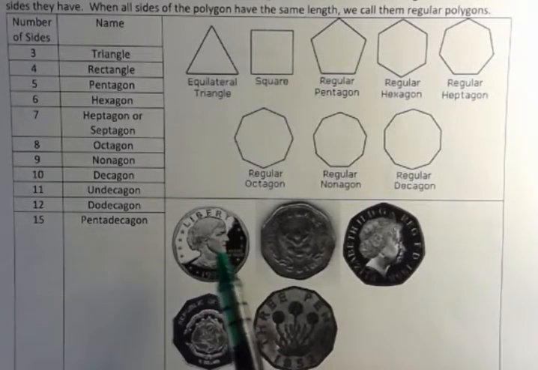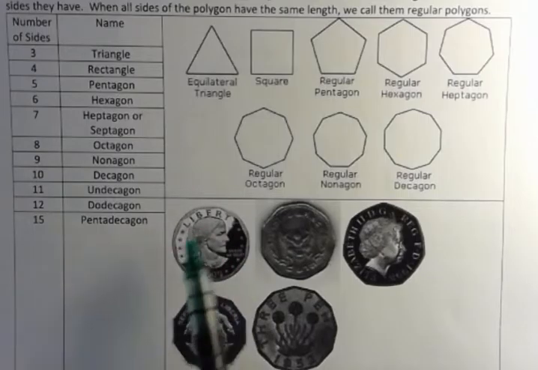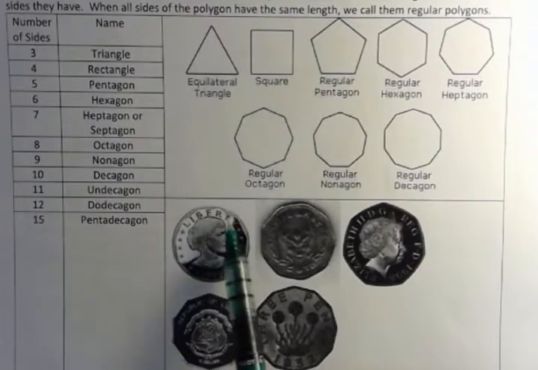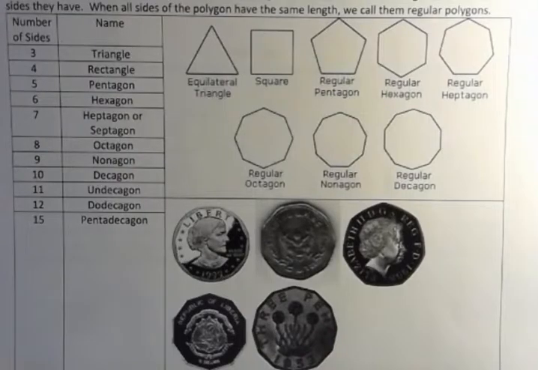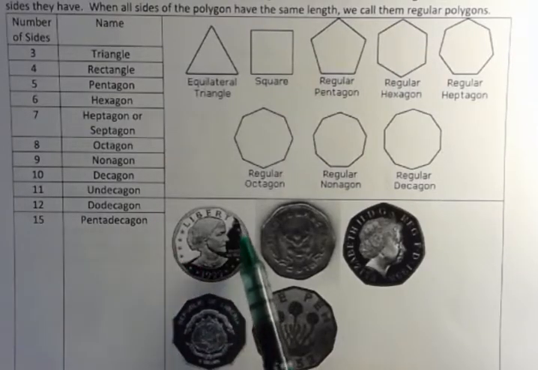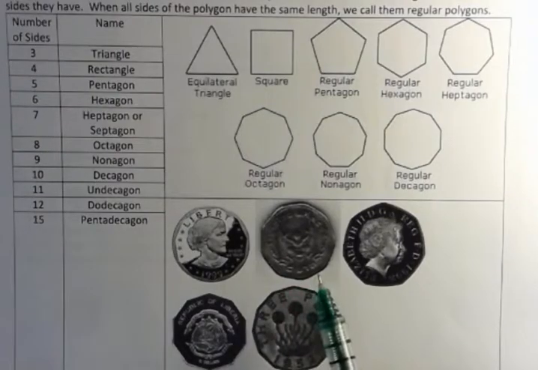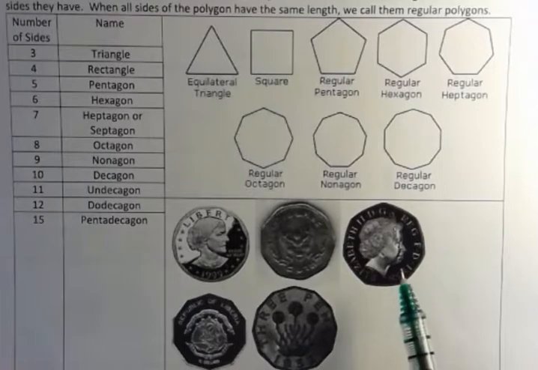Well, the Liberty dollar is actually a circle, but inside that circle is inscribed an 11-sided shape. So that's actually an undecagon inside that, and it's round on the outer edge, but there is that undecagon shown inside with its 11 sides. This coin is from Thailand. It has 9 sides. It's a nonagon. This one's from Great Britain, and it has 7 sides, so it's a heptagon or septagon.